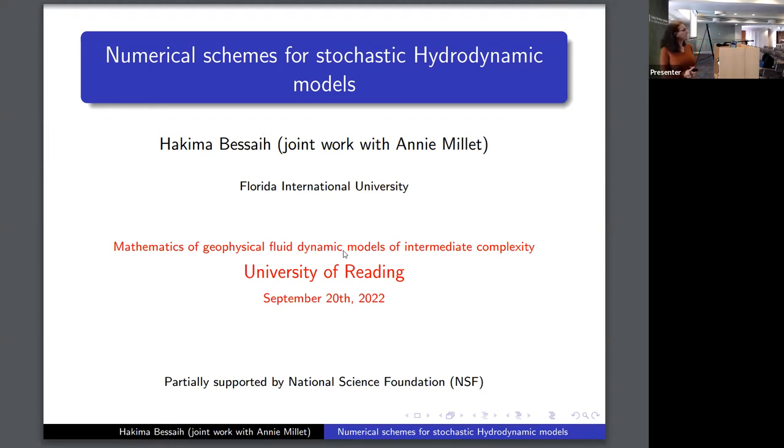So my talk, the title and the topic of the talk, is about numerical schemes for stochastic models in hydrodynamics. I will start with Navier-Stokes 2D, but I will show you some results that we have and work in progress for other models like Boussinesq or some porous media equations. This is a collection of actually three papers, and a joint work with Aminie. This work is partially supported by the National Science Foundation, which I thank for their support.